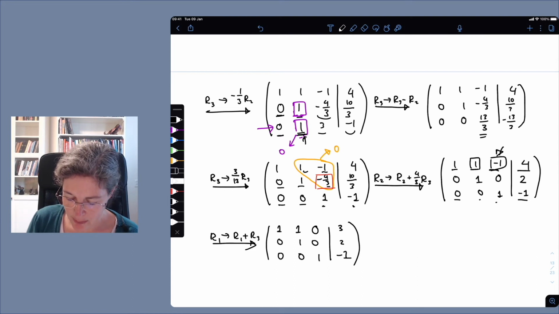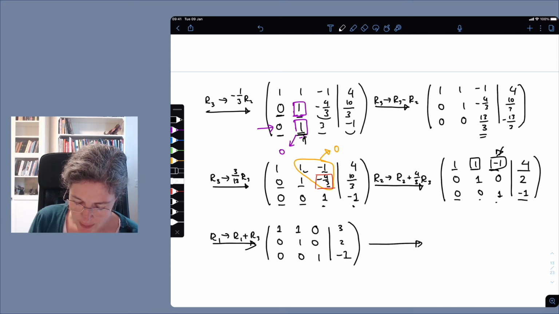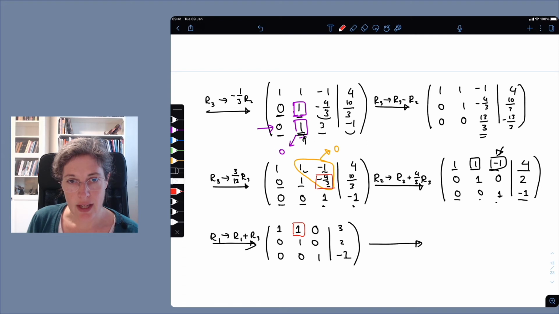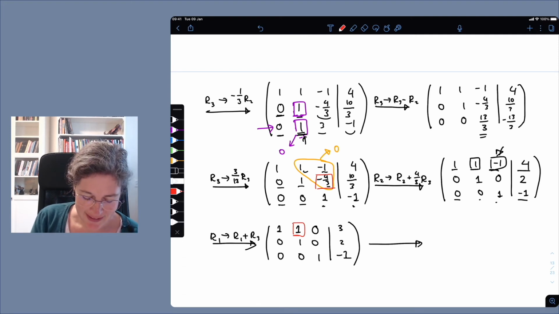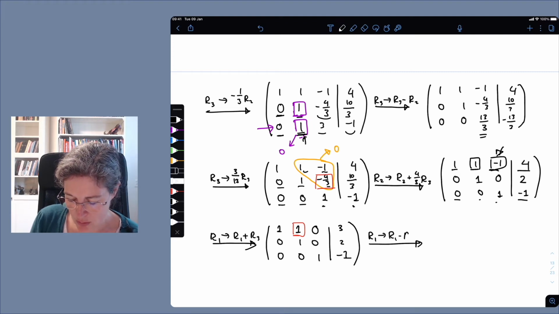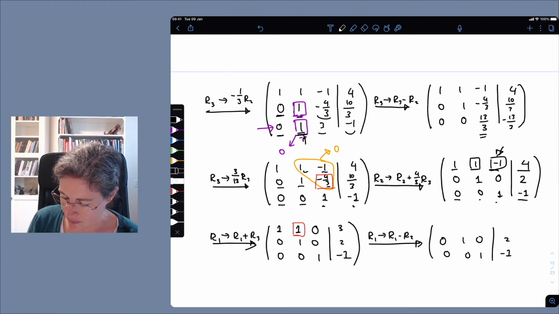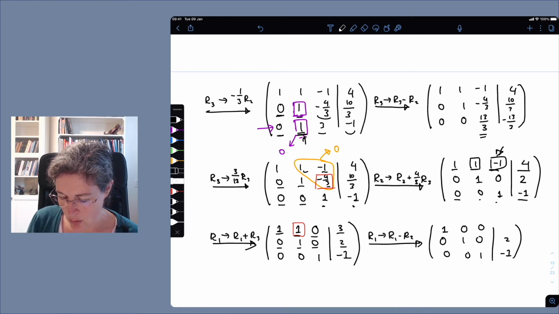So we're almost there. Final thing to deal with is this one over here, and this we can just add minus row 2, and that will give us what we want. So we've got row 1 goes to row 1 minus row 2. Again, write down what you don't want to change first. And now we've got 1 minus 0, which is 1, 1 minus 1, which is 0, 0 minus 0, which is 0, and 3 minus 2, which is 1.